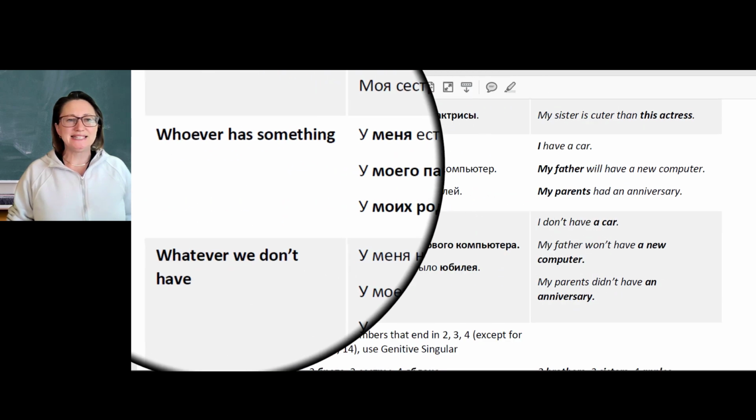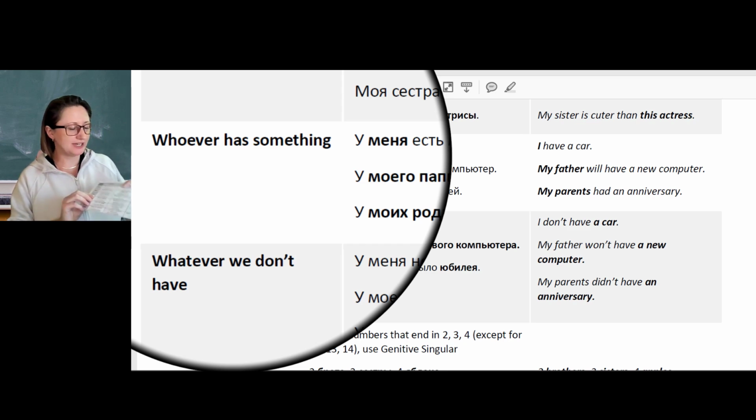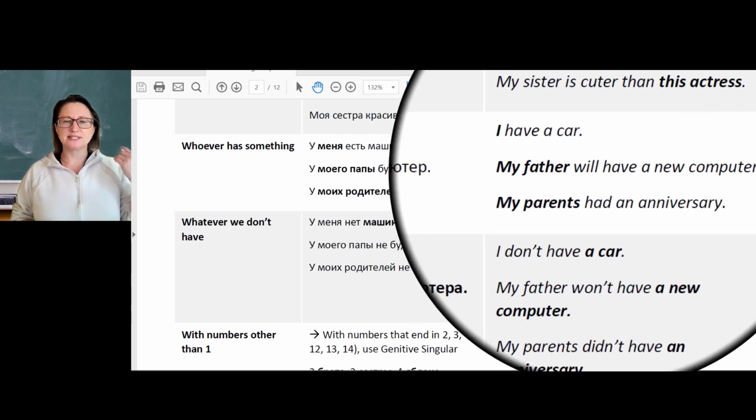Okay, then the next context is also familiar to you. It's whoever has something. We had it here, whoever has something, we have to use у. Remember here I put the emphasis on the у, so you remember that whoever has something has this additional preposition in front of it, and it's genitive. Here I'm just going to remind you that the logic is different. In sentences like: I have a car, my father will have a new computer, my parents had an anniversary.